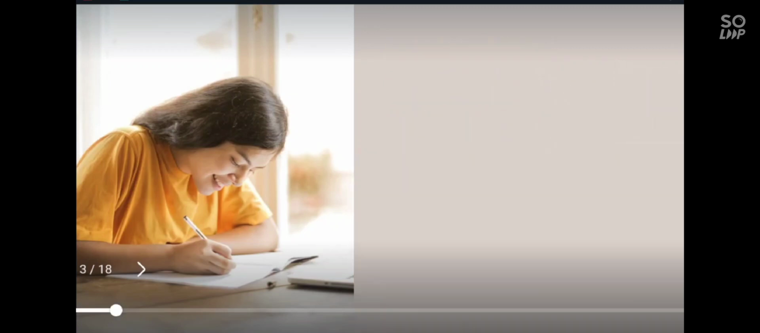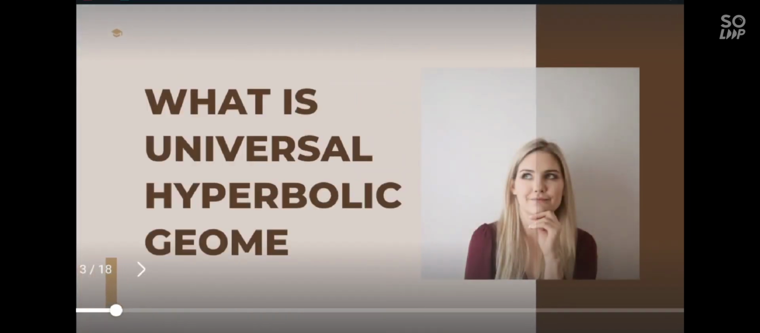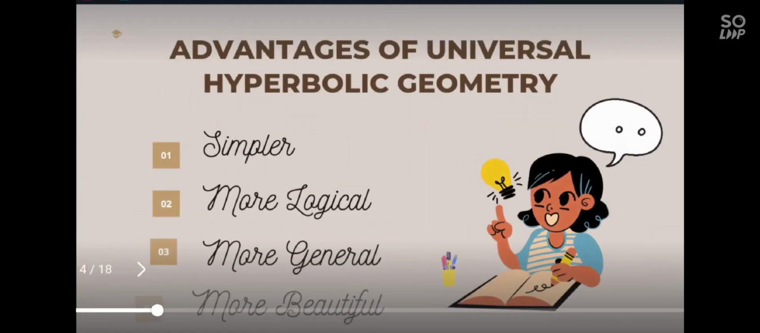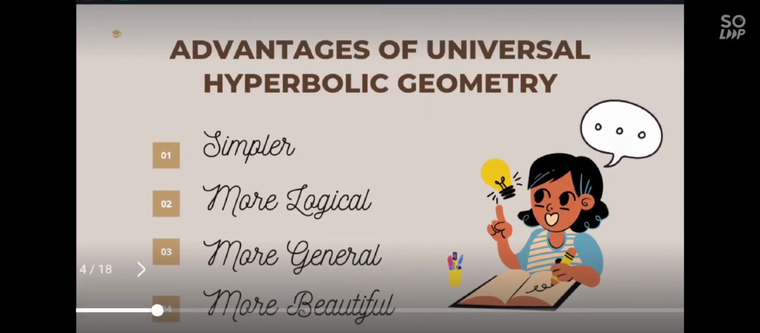What is hyperbolic geometry? This is a new series of presenting a more logical, more general, and more beautiful approach to hyperbolic geometry, in which I learned these are the advantages of universal hyperbolic geometry. It is simpler because lines are straight, formulas are algebraic or polynomial, and only high school algebra is needed, with no calculus or transcendental functions. It is more logical since there are no real numbers, no axioms, and no circular hyperbolic functions.